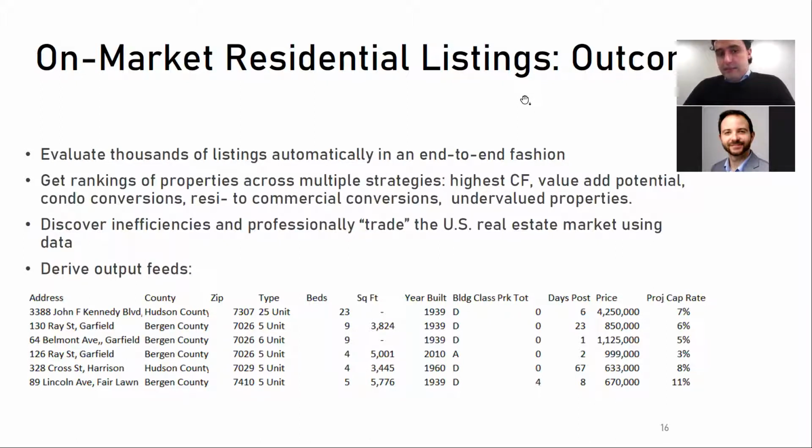The outcomes are on both the commercial and the residential side. On the commercial side, as I mentioned, it's primarily for off market, and I'll come to that. But one ends up having evaluated thousands of listings automatically. Of course, this evaluation is not perfect, and then one looks at it in depth, but it is one level of analysis that is, I think, very useful.